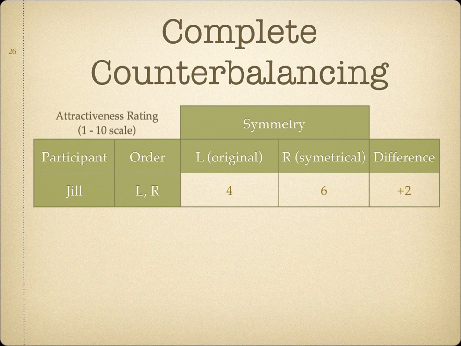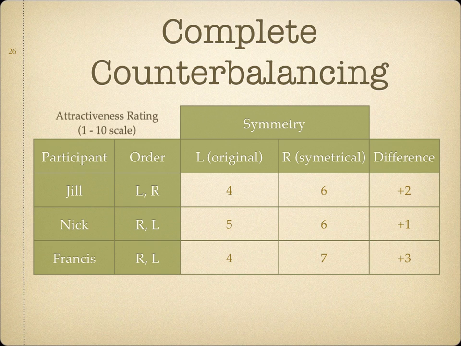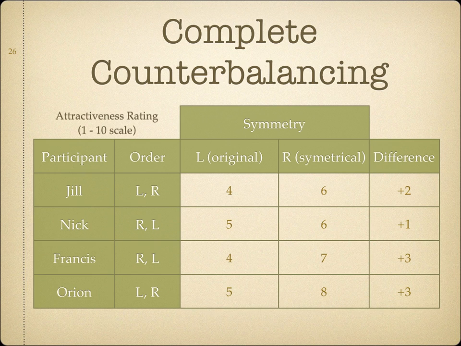And so what you would have as a study is Jill getting the order left, right, and Nick getting the order right, left, and Francis getting the order right, left, and Orion, an old fraternity brother of mine, getting the order left, right. And the difference between their scores on the left and the right in terms of an attractiveness rating yields some representation of which is more attractive. And I'm proposing it would be the symmetrical face, but you may or may not disagree with that.